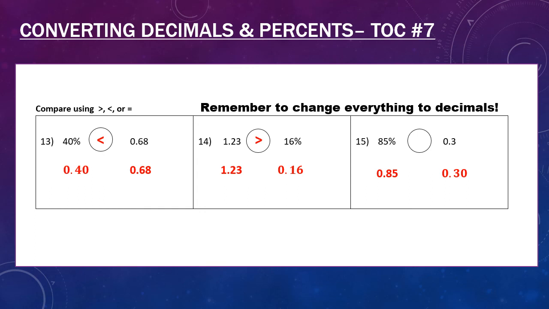The longer the decimal does not mean the bigger the number necessarily. So in this case, I have 85 cents and 30 cents. Which one's more? Baby Shark wants 85 cents. So it's going to be 85 cents is greater than 30 cents, or 85% is greater than 3/10.